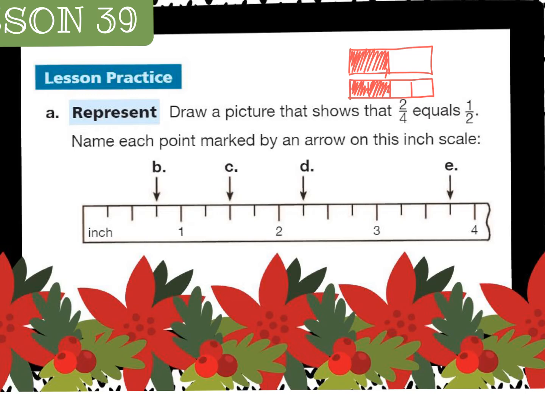Yeah. Okay, so now if I want to name each point marked by an arrow, if I'm looking at B, okay, B is less than 1. Where is B pointing? 3/4, very good. Okay, look at C, it's between 1 and 2.